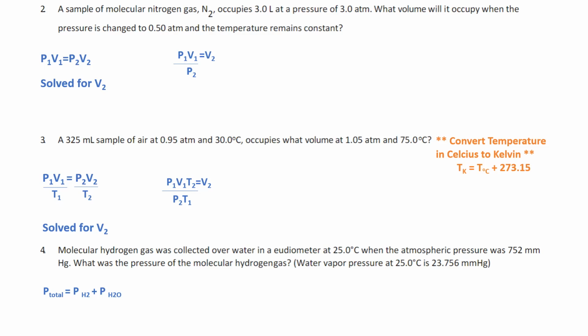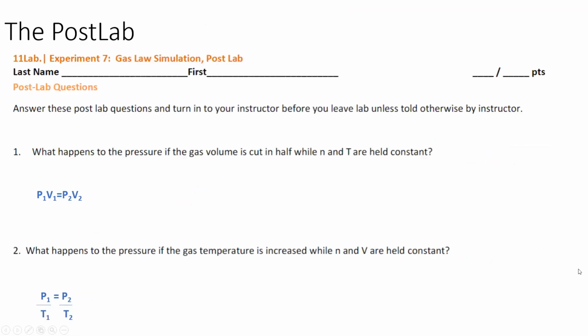So this is just found by the equation that the total pressure will be the sum of the individual pressures of the different gases. So we have the pressure of hydrogen gas and the pressure of water. It tells us the total pressure, right, which was the 752 millimeters of mercury. And it tells us what the pressure of water is, right, at the same temperature. So we can just rearrange this equation to solve for the pressure of just the hydrogen gas.